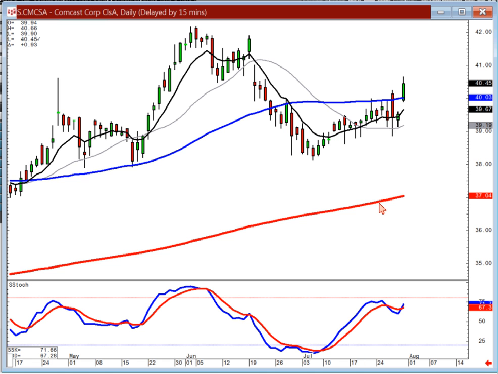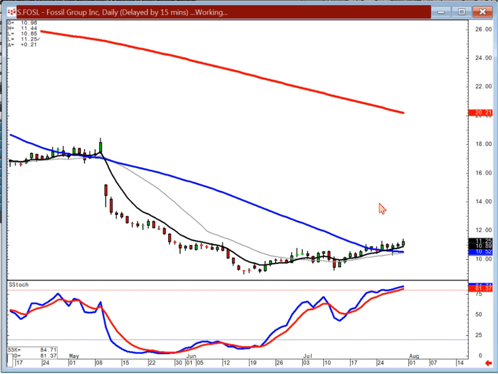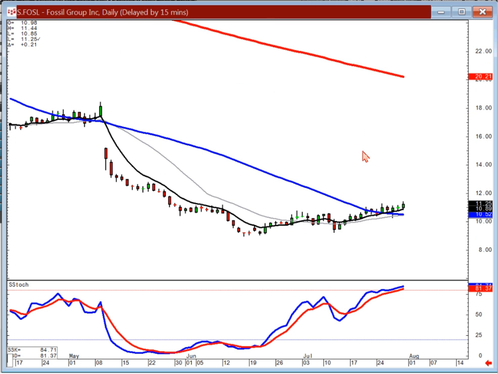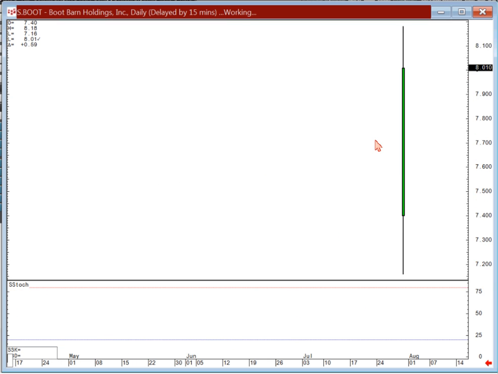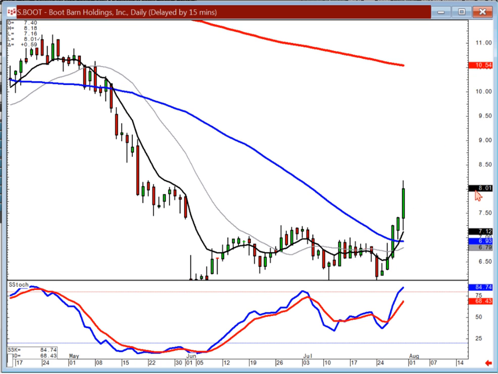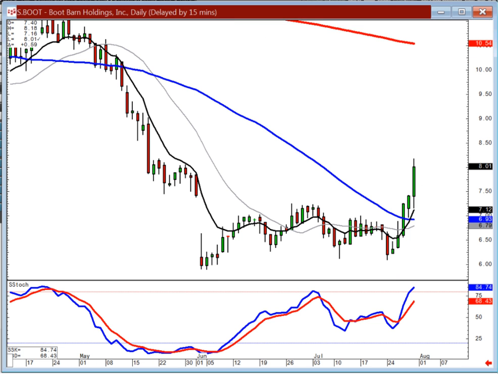Comcast, you can be buying this one, kind of a bobble breakout on that best friend gap up. And Fossil, stay long. You can see the big fry pan bottom. You can see the T-line crunch. You stay long as it stays above the T-line. Boot, you stay long on this one. And a little scoop pattern, double bottom. I would stay long on that.